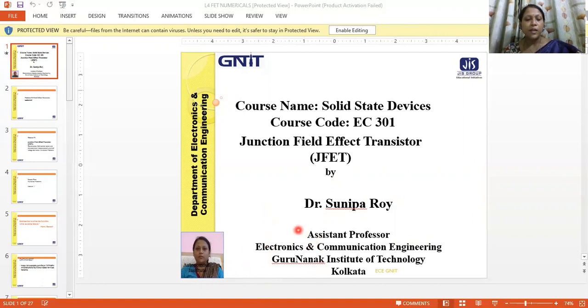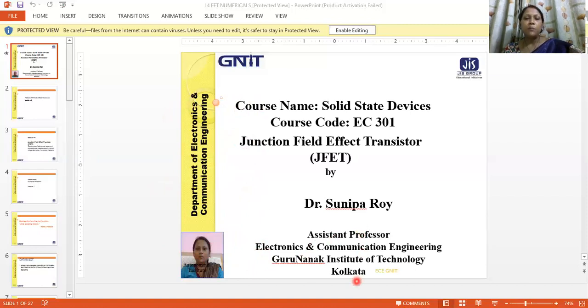And after that pinch-off region, we find the saturation region, here Shockley's equation is applicable. So this equation can be rewritten as VGS equals VGS off in bracket 1 minus root over of ID by IDSS.